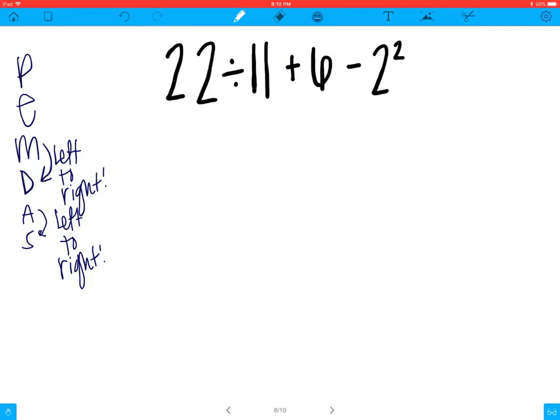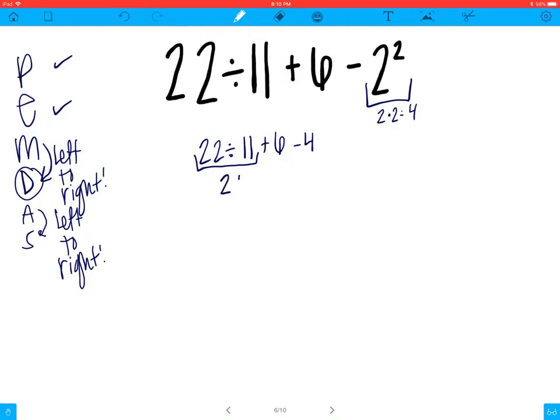We're going to start with that 2 to the second power. Remember, 2 to the second power is not 2 subtract 2, it's 2 multiplied by 2, which is 4. And I rewrite the expression each time. 22 divided by 11 plus 6 minus 4. Now I can go to the division. 22 divided by 11 is 2 plus 6 minus 4.